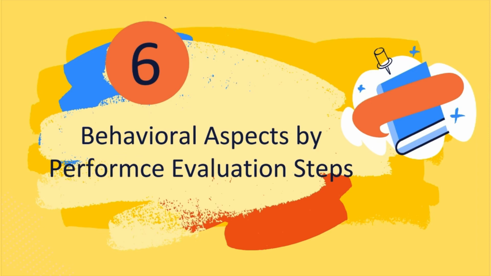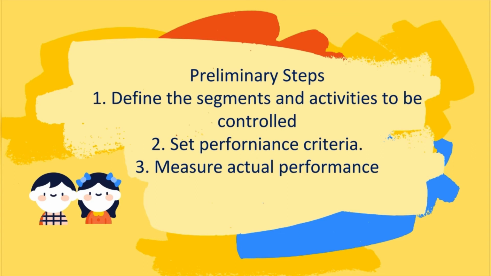Okay, next is the behavioral aspect of performance evaluation steps. The following steps are used to measure and evaluate performance. Each step has behavioral implications. There are 6 steps in total, but the first 3 steps are grouped as preliminary and the rest as performance evaluation steps. Okay, let's see the preliminary steps.